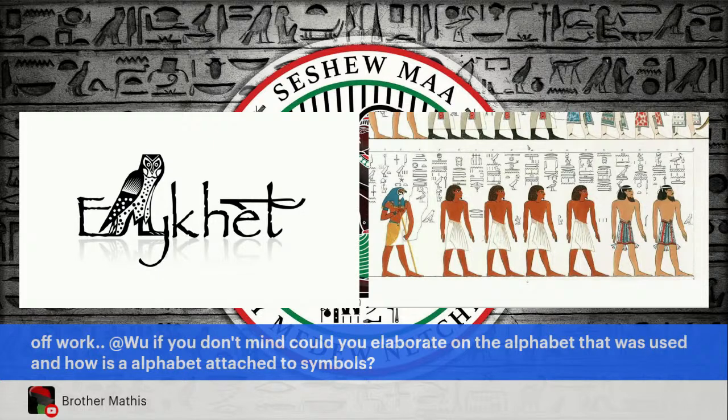Okay. So now when you asked how is the alphabet attached to symbols, I'm going to assume that you're asking about sounds to symbols, not necessarily alphabet, because an alphabet itself is a bunch of symbols. So maybe if you clarify that for me before I try to answer that. All right, so just want you to do that.